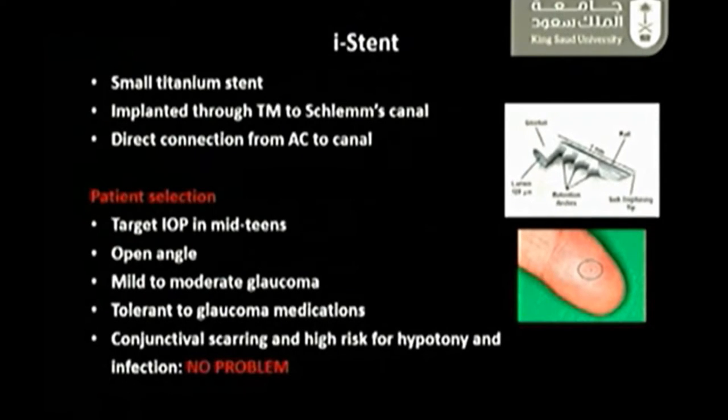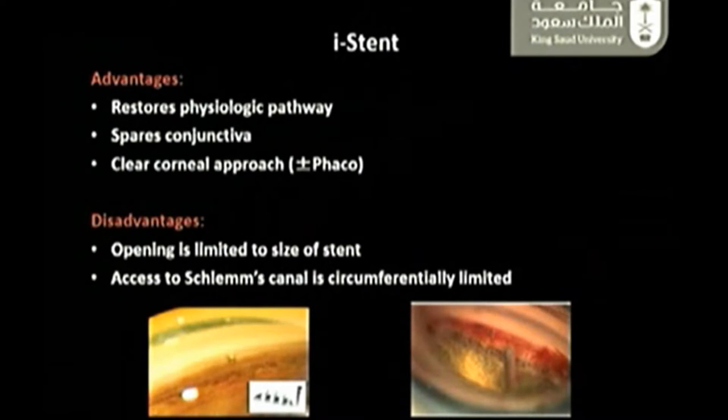When you talk about the iStent, it's a small titanium stent implanted through the trabecular meshwork into the Schlemm canal. You have a direct connection from the anterior chamber to the canal. You can use it in patients whose target IOP is in the mid-teens, with open angle, mild to moderate glaucoma, and who tolerate glaucoma medication because they might need drops afterwards. However, a significant number of them don't need it. Those with conjunctival scarring and high risk for hypotony and infection, you can use the iStent for them. It's a good choice. It can restore the physiologic pathway.